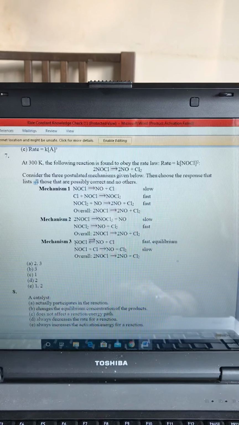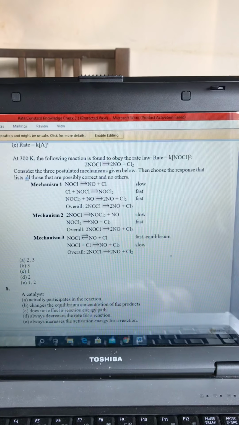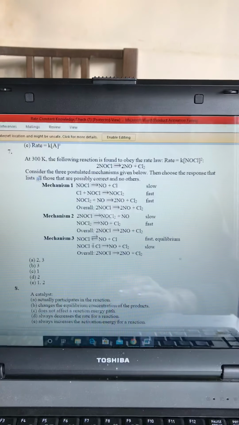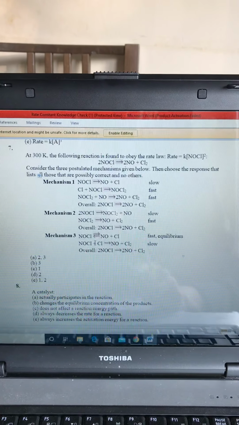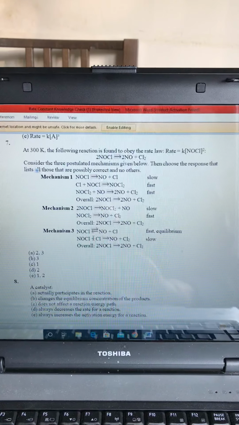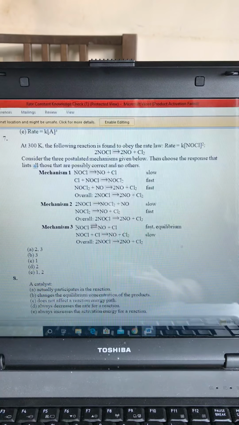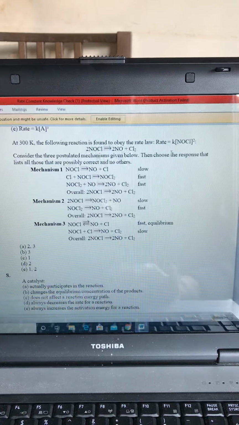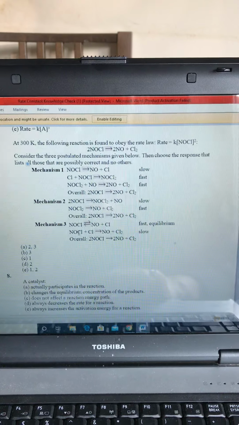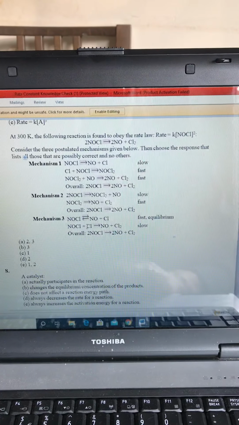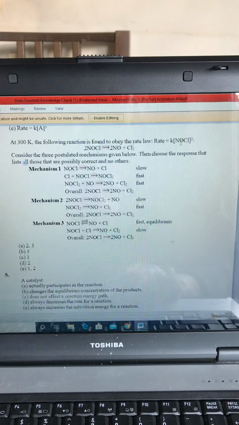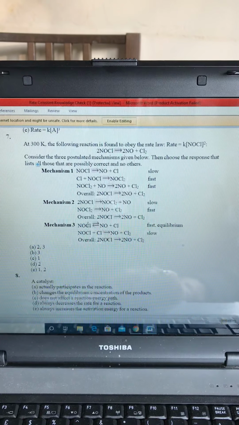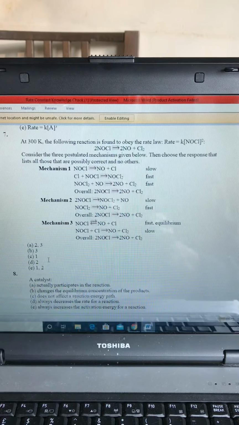So mechanism 3, we've got step 1 is fast and step 2 is slow, which means because our slow step is step 2, remember the rate is determined by the slowest step plus any steps that come before it. So we would be looking for a rate equation that features NOCl, so 2 NOCl, so that works. However, this mechanism, the rate equation would also feature chlorine, and this rate equation doesn't, which means only mechanism 2 is a possible mechanism, and therefore the answer is D. Hope that helps.